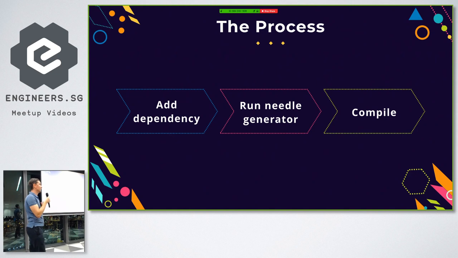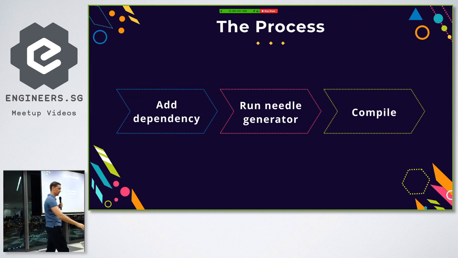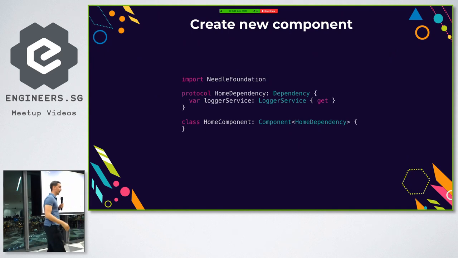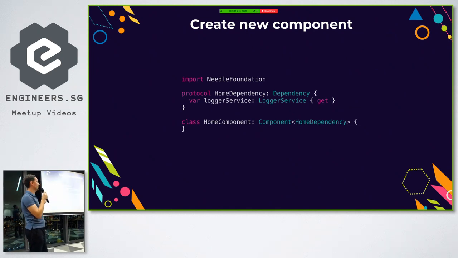which will get the root view controller and instantiate it in the window. From now on, the process of setting dependencies will be the following. For your component, you declare a dependency, then you run the Needle generator, and it will automatically create all the necessary accessors for you. So for example, I create a new component, which is a home. I have a home view controller that I want to provide a loader service to. So I create a home dependency, which should be a dependency protocol. And then I write a requirement: I want to get a loader service from my parent.